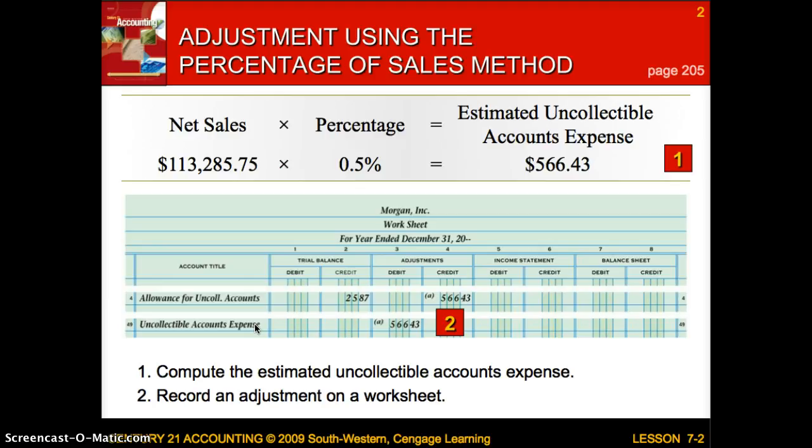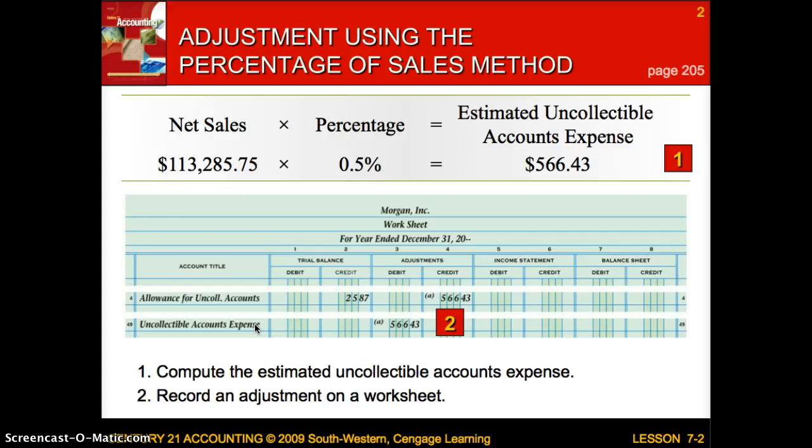So what we're doing here is we are knowing that some people are not going to be able to pay on their account. We don't know who that's going to be, but we have to budget for it because we can't just be unrealistic and say everyone's going to pay. We're going to have no trouble in our business. So we need to make sure that we have some way of estimating our uncollectible accounts expense. So one way to do that is using the percentage of sales method.